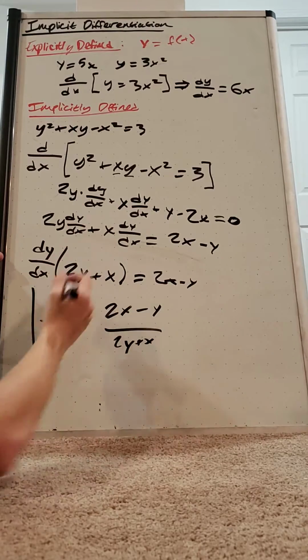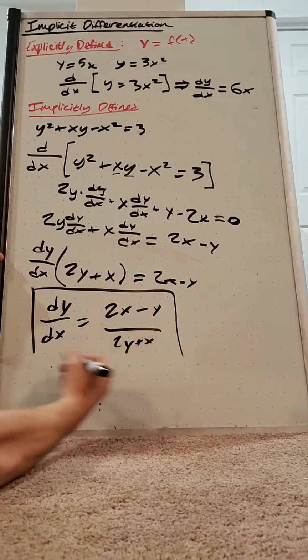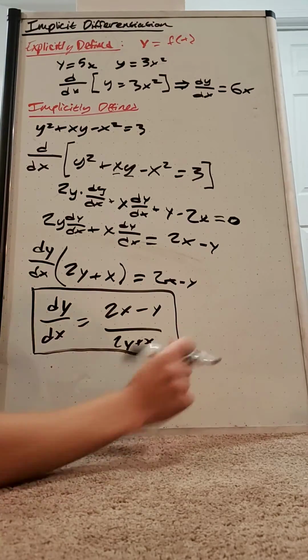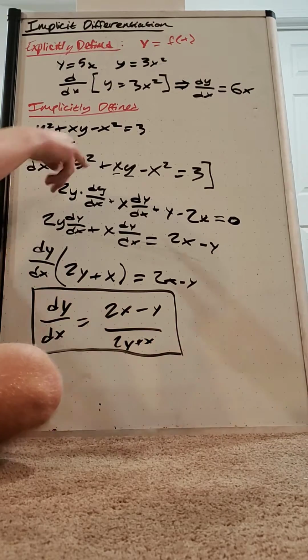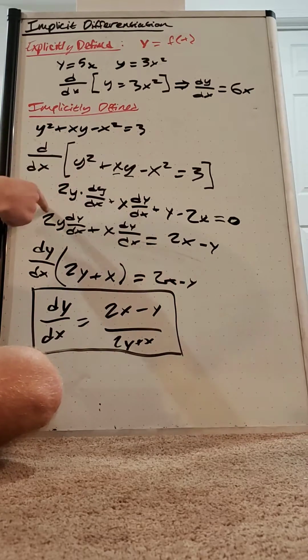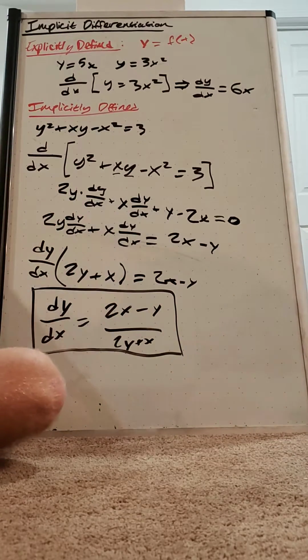And that is how you do implicit differentiation. The only tricky part is treating y as a variable: we do the power rule for this one, but then we also have to multiply by the derivative of y, since we don't know what it is explicitly.